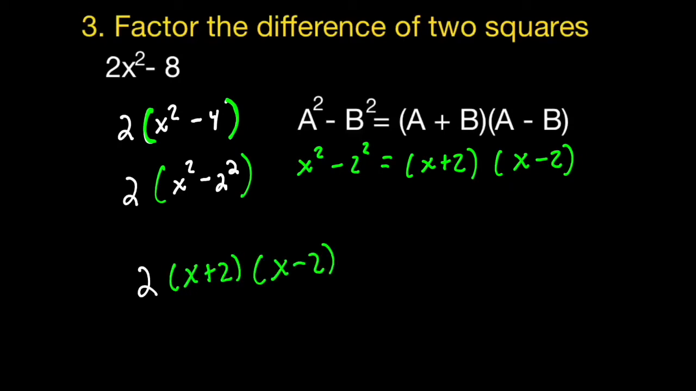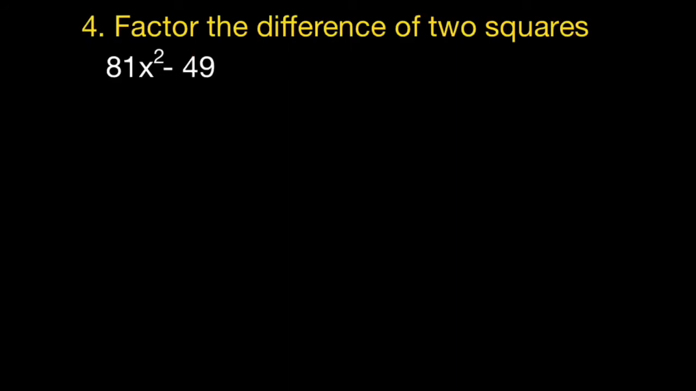I want to go over one final example, example number 4. Here we have 81x squared minus 49. After looking at this problem for a few seconds, we should be able to realize that the 81 and the 49 are both perfect squares. 9 times 9 gives us 81, and 7 times 7 gives us 49. So let's go ahead and rewrite this expression as 9 raised to the second power multiplied by x raised to the second power minus 7 raised to the second power.